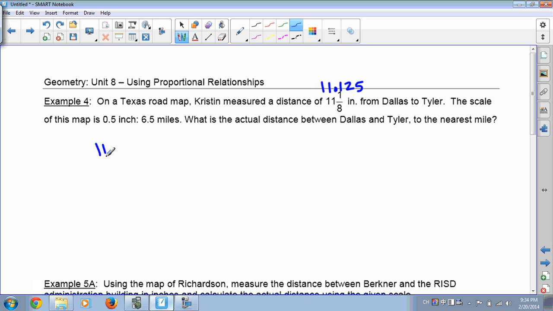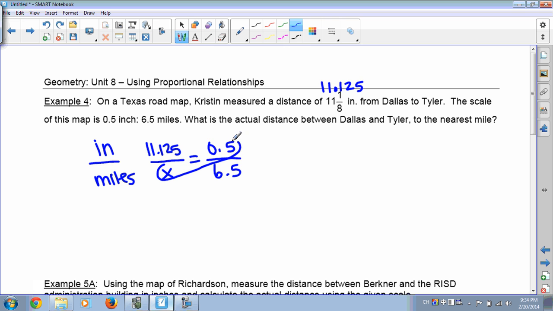So we're going to make sure we keep things in line here. We're going to do inches on top and miles on bottom. We know that in our map it says that Dallas to Tyler is 11.125 inches, but we don't know how many miles that is in real life. But we know that the scale in our map says that for every half an inch or 0.5 inches, that is in real life 6.5 miles. So we keep inches on top, miles on bottom, and we have our proportion, and we're ready to cross multiply.